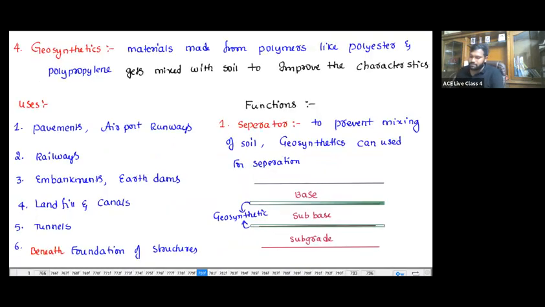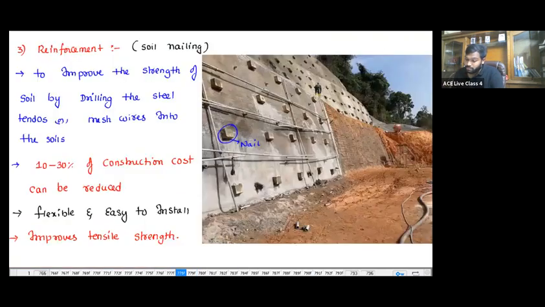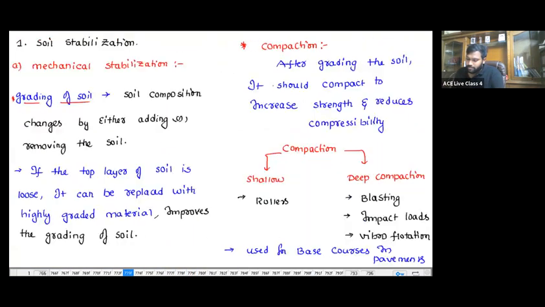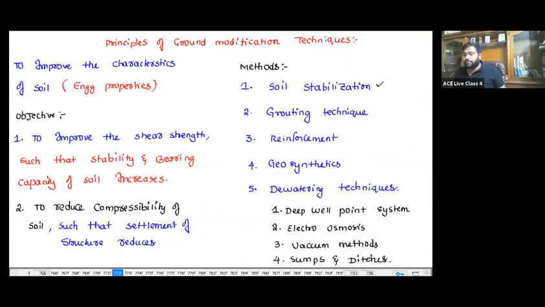So the purpose of dewatering techniques is, you know that whenever the water table rises, it reduces the bearing capacity, shear strength, and effective stress. In simple words, the dewatering technique means you are going to lower the surrounding water table by means of methods such as the deep well point system, electro-osmosis, vacuum method, and sometimes sumps and ditches.